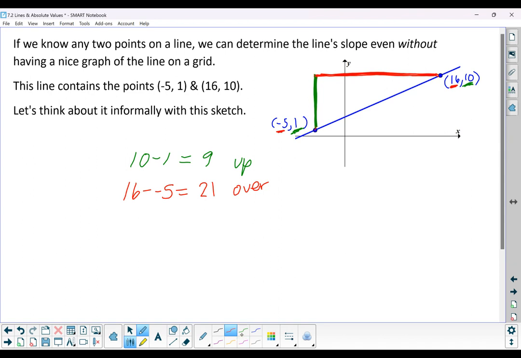So the slope is a fraction, and it's how much you went up divided by how much you went over. So this is the slope of our line, 9 over 21. Now that fraction can be reduced to 3/7, so we would say our slope is 3/7.